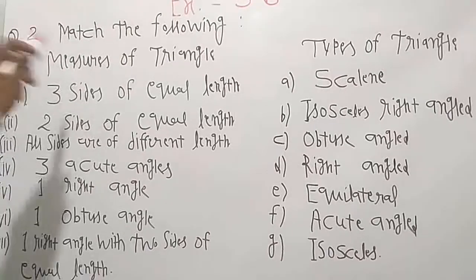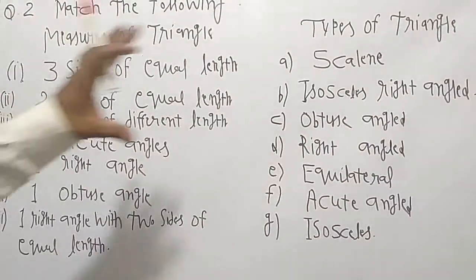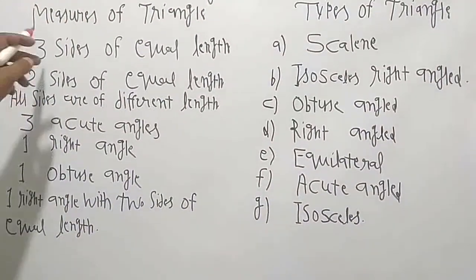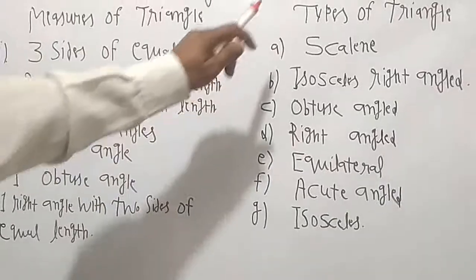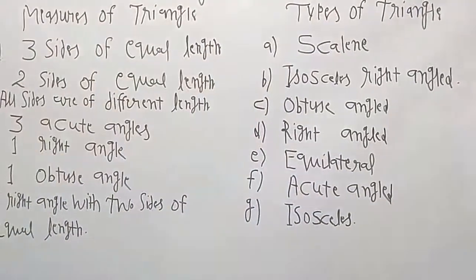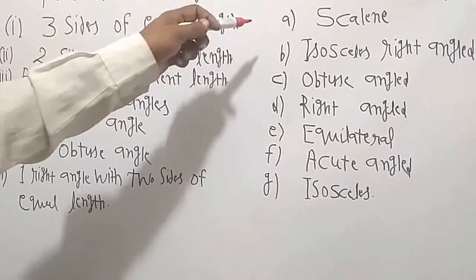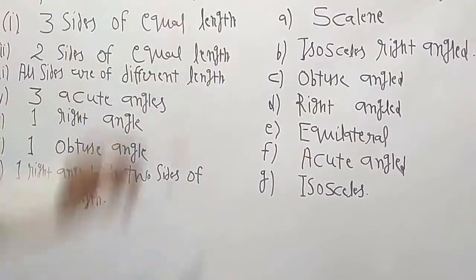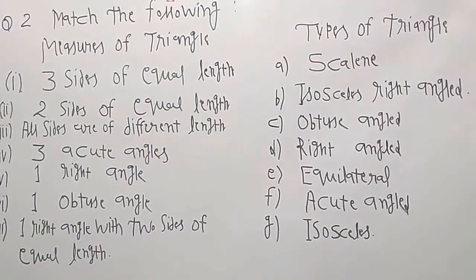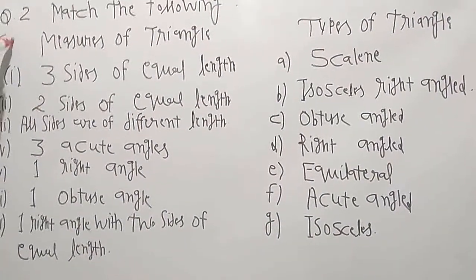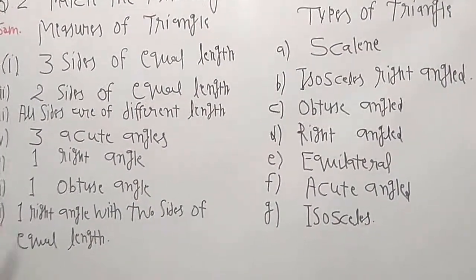Question number 2, match the following, and there are two different columns in this question. First is measures of triangle and the second is types of triangles. In measures of triangles there are 7 options and in types of triangles there are 7 options. So in the solution you write the full question again and then you start the first part.